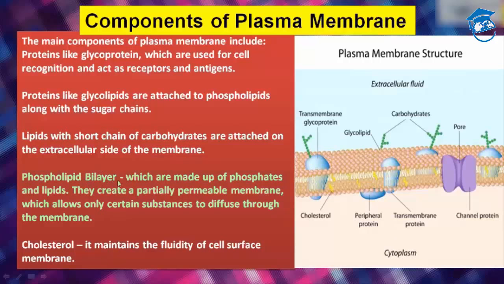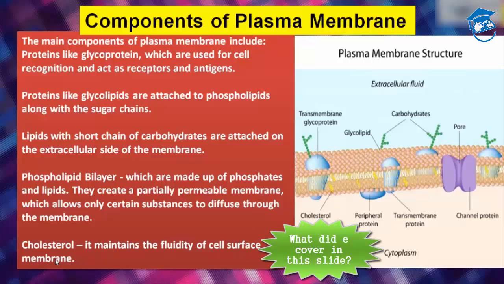So the phospholipid bilayer, which is made up of phosphates and lipids, creates a partially permeable membrane which allows only certain substances to diffuse through the membrane. This is the phospholipid bilayer, mainly phospholipids or phosphoglycerides. As I told you, they act as a semi-permeable membrane which allows only certain substances to diffuse through the membrane. Then comes cholesterol. It maintains the fluidity of the cell surface membrane. So these were the components of plasma membrane.